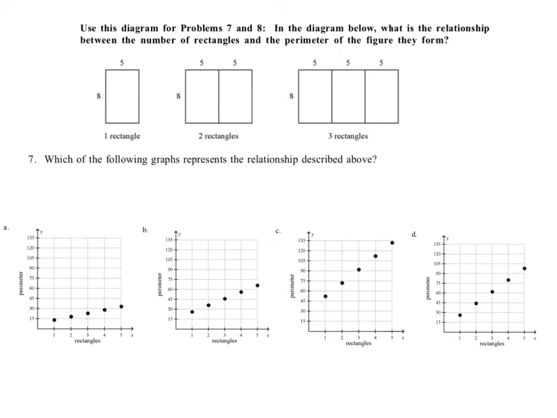Okay, let's start this thing out. It says use the diagram for problems 7 and 8. In the diagram below, what's the relationship between the number of rectangles and the perimeter? So I'm going to make a little table on the side here, okay?